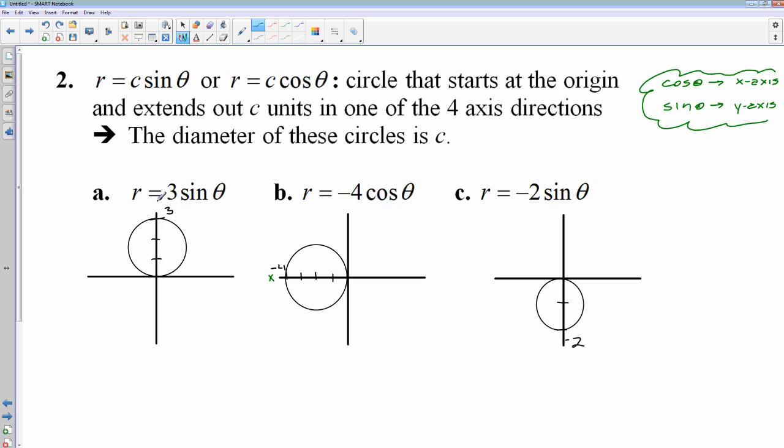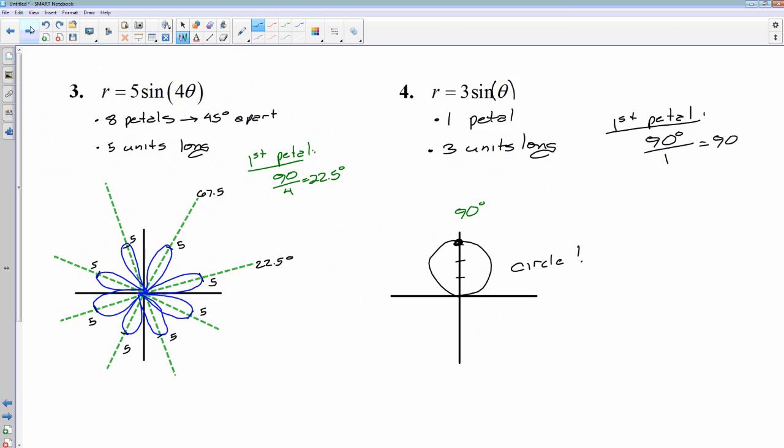So if you don't recognize these as circles, the number times sine or cosine theta, you could always treat it as a one-petaled rose and get the graph just as well. Just a little bit more complicated if you want to think of it as a rose. So there you go, and I'm done.